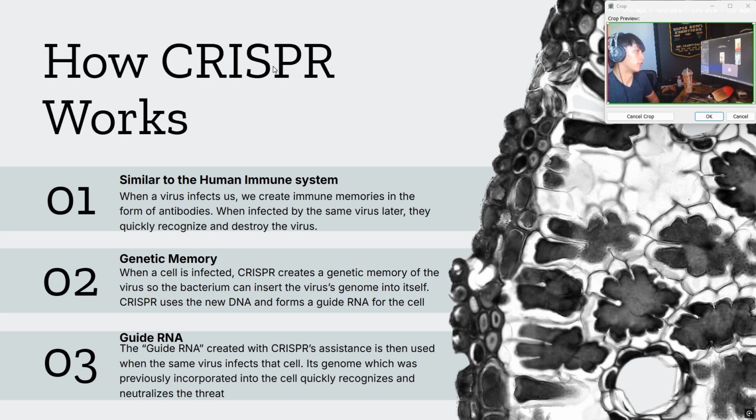A more in-depth version of how CRISPR works is, like I said, it's similar to the human immune system. When a virus infects us, we create immune memories in the form of antibodies, and when we're infected by the same virus later, they will quickly recognize and then destroy the virus. What CRISPR does is it creates a genetic memory, so the bacterium can insert the virus's genome into itself, and then CRISPR will use that new DNA to form a guide RNA for the cell. When the same virus infects that cell later on, the guide RNA will guide the cell's quote-unquote immune system, and it will quickly recognize and neutralize the threat with the previous genome it had.